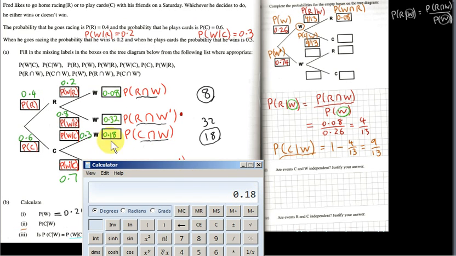Actually here, sorry, we should get this number here, the probability that he plays cards and wins. It's 0.18. I was looking at the wrong entry. The probability that he plays cards and wins is 0.18, and that is indeed what we get when we multiply 0.26 by 9/13.